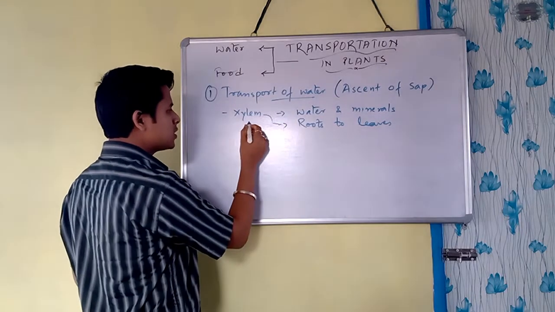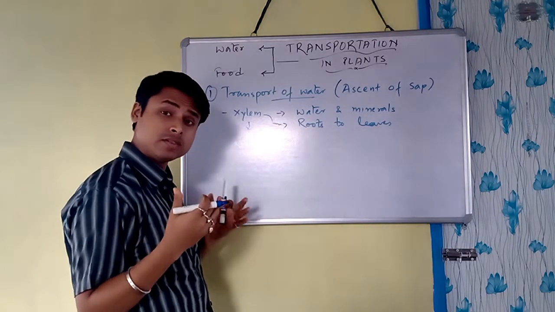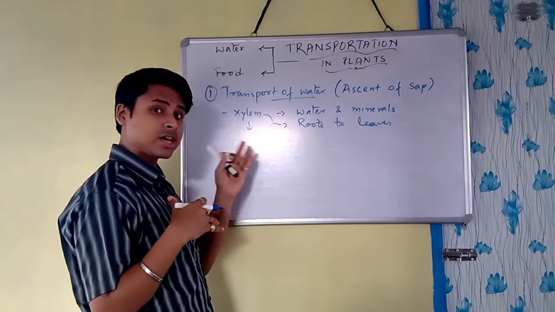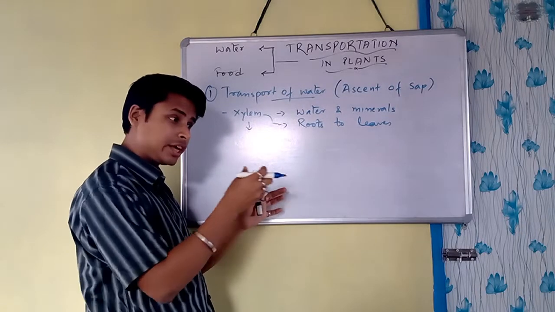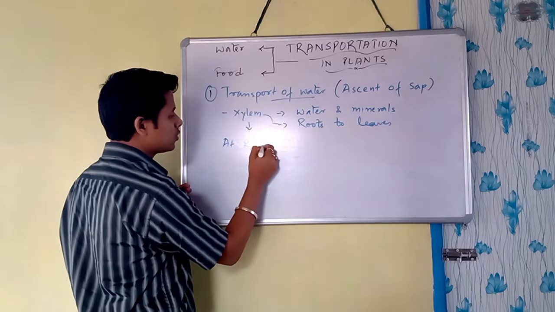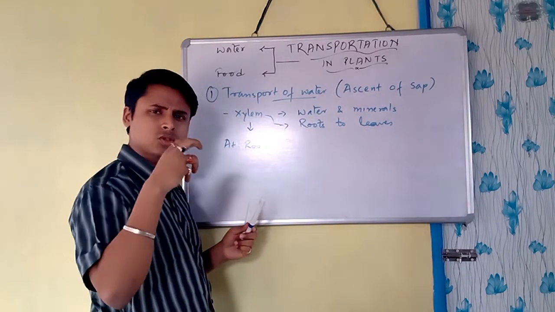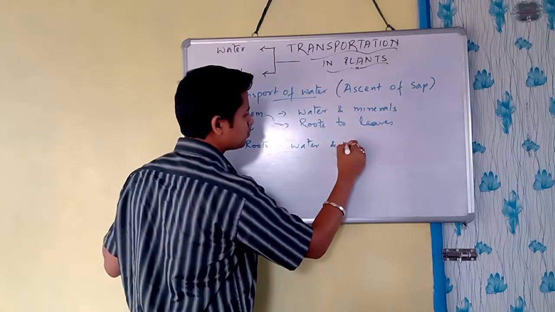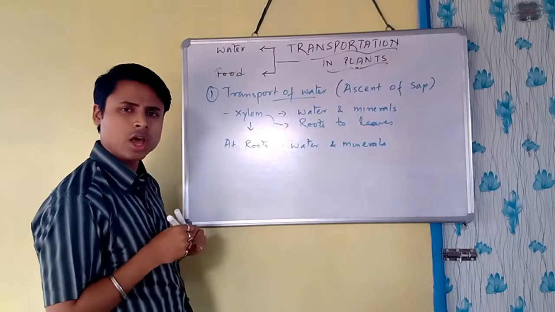The xylem is present in roots also, it is present in stems also, it is present in leaves also, and they all are connected to each other, and because of that, through xylem it gets easily transported. But the condition is, first it has to be taken up by the root, right? So what happens at roots? First, from the soil the water and minerals have to be absorbed, right?